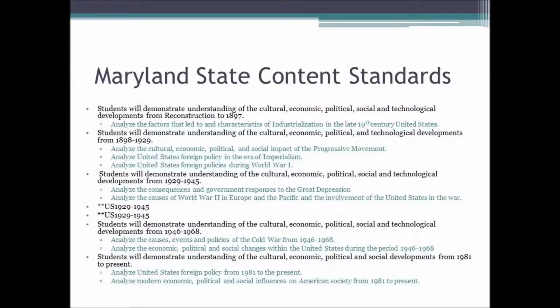During our first discussion together, we sat down and we studied the Maryland State Content Standards, and we chose around 10 topics to study over the next couple of weeks. They ranged from the Reconstruction all the way to present day. They focused on the cultural, economical, political, and social development that the United States faced during the 1897 time period to today's time period.